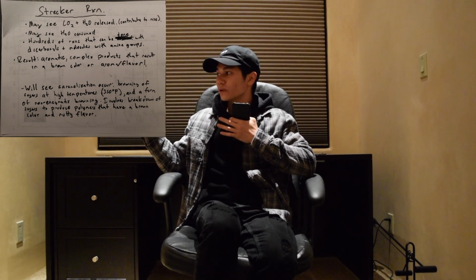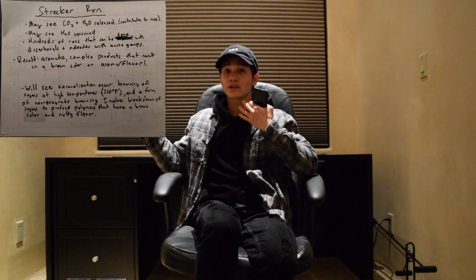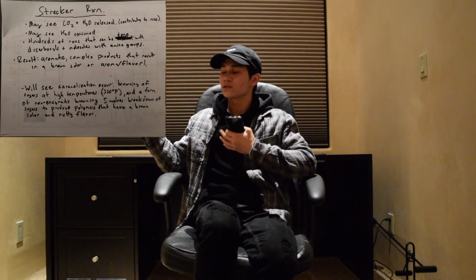So hundreds of reactions can occur because there are hundreds of different types of dicarbonyls and molecules that can be reacted within this cookie making process, and the result is tons of different aromatic complex products that result in the brown color and different types of aromas and flavors that make the cookie a cookie or a seared steak a seared steak.